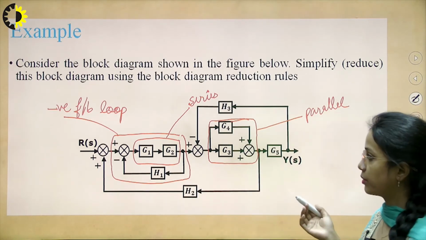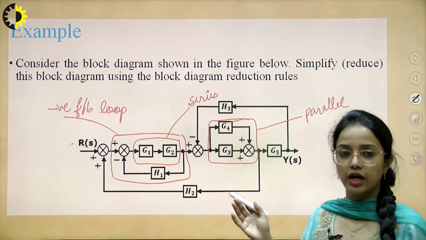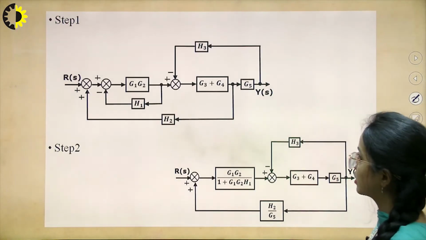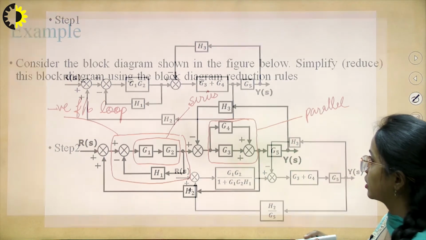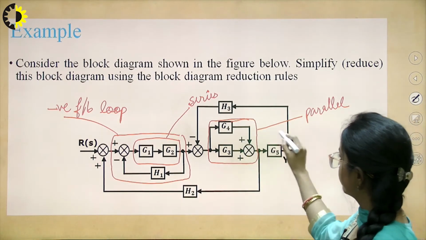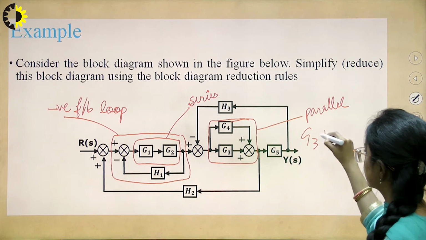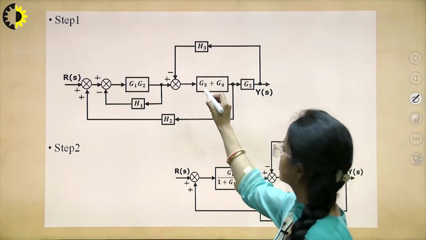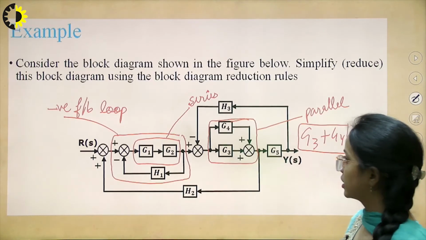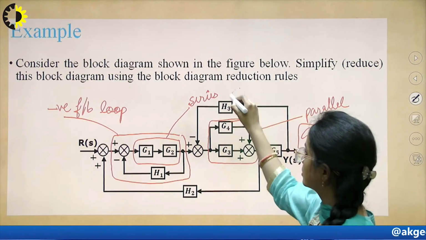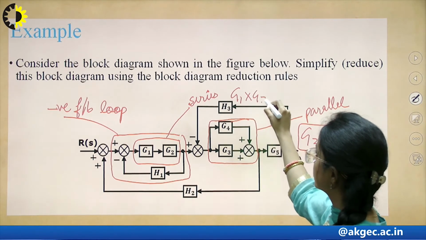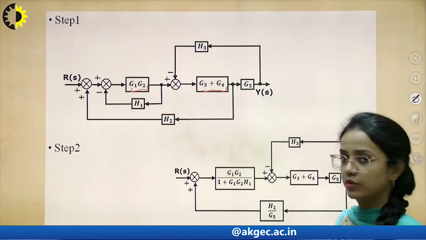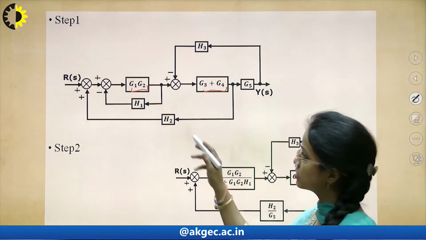So moving on to the reduction and simplification of the block diagram, we move on to the next slide. Here we see that using this parallel we have represented it as G3 plus G4. So here is the term G3 plus G4. Also series means G1 into G2. So we have done G1 into G2 now. So this is the first step.